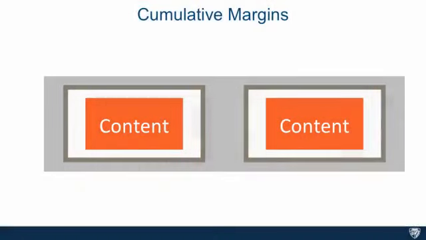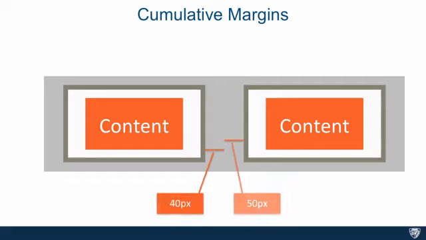Okay, so let's take a look at this diagram. We have two boxes next to each other, in other words, two elements, and the gray part is the margins. Well, margins that are left and right are cumulative. So if I have a right margin of 40 pixels on the left box and a left margin of 50 pixels on the right box, the cumulative margin will be 90 pixels, 40 plus 50. And that's pretty simple, and this is exactly what you would expect.